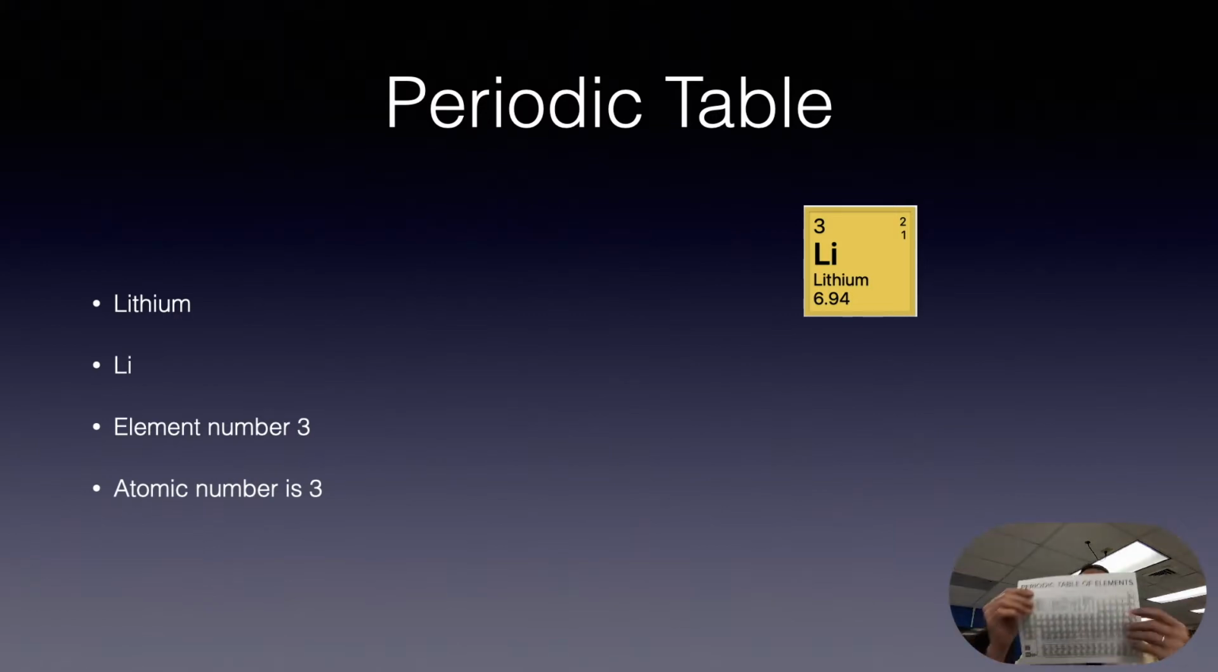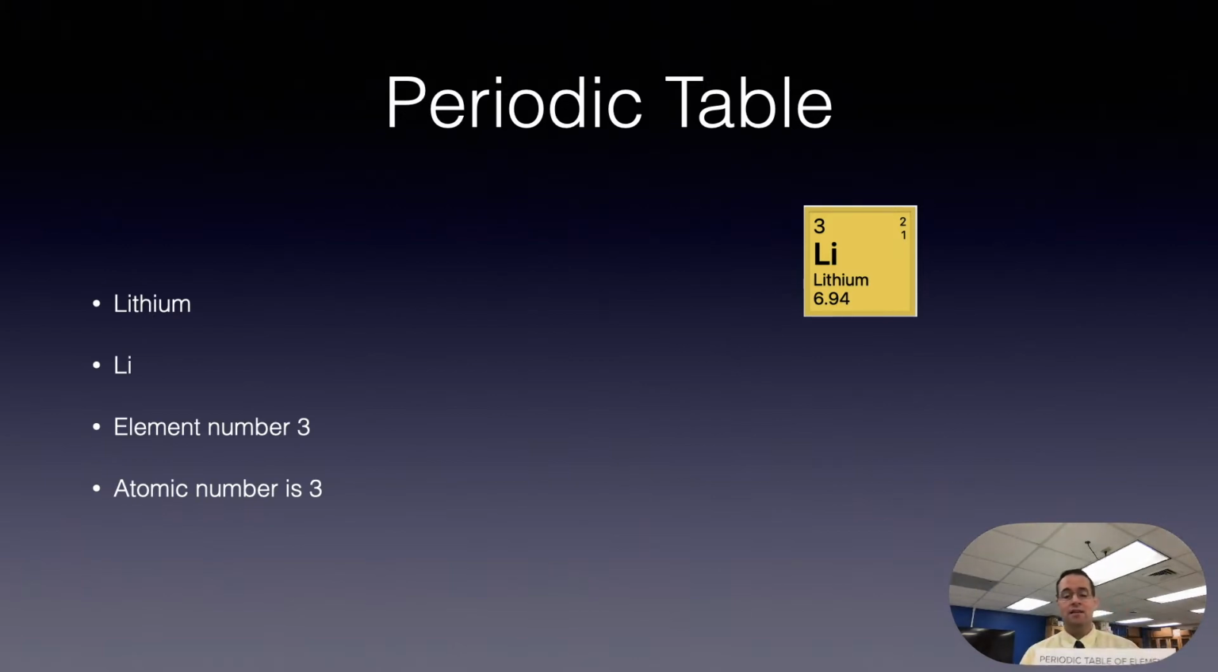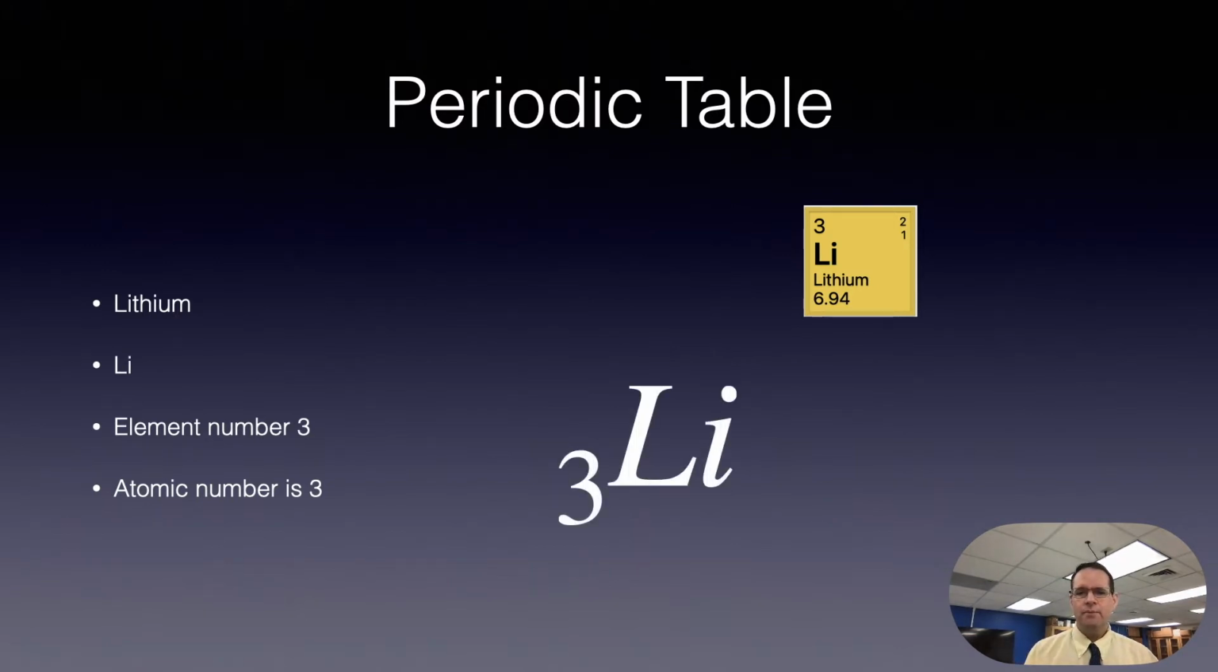Elements differ in the number of protons they have, okay? Carbon, for example, has 6 protons. Nitrogen has 7 protons. So if an atom has different numbers of protons, it's going to be a different element. So now we can write the nuclear symbol. We can use the element symbol Li, and then we put that number 3 in the bottom left-hand corner.